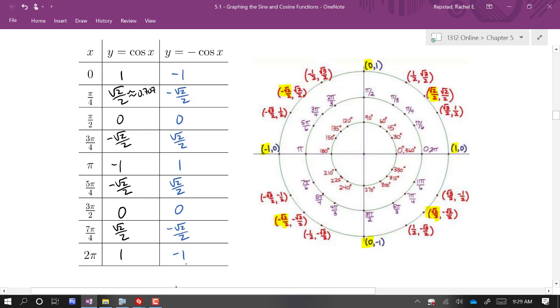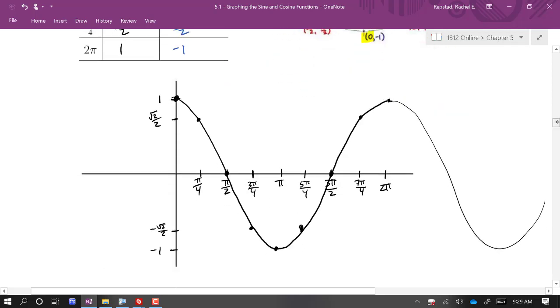Okay, now I'm going to plot these points. So it starts here at -1, then we're at negative root 2 over 2, at pi over 2 we're at 0, 3 pi over 4 we're up here at positive root 2 over 2, at pi we're at +1, at 5 pi over 4 we're at root 2 over 2, at 3 pi over 2 we're back to 0, at 7 pi over 4 we're at negative root 2 over 2, and at 2 pi, oops, we're not at 0, at 2 pi we're at -1.